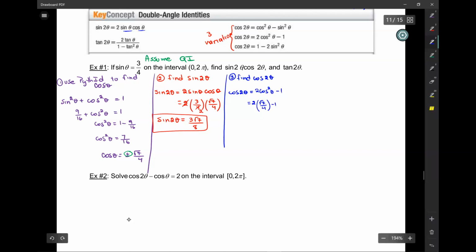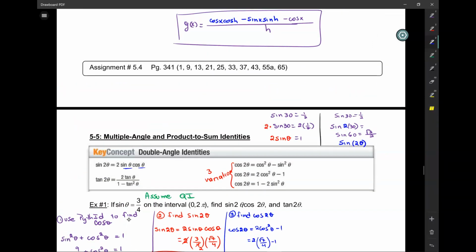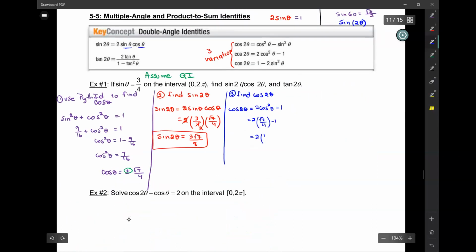Why can't you just take the original cosine of theta and then multiply that by 2? No, because that would be 2 times sine of theta, right? But now this is sine of 2 theta, so we're changing the angle. Oh, so if the 2 were in front of the cosine, you could do that? Right, correct. But since it's in front of the theta, this is 2 times 7 over 16 minus 1. Again, cancel the 2's. So this is 7 over 8 minus 1.